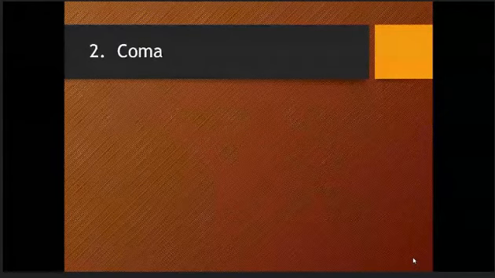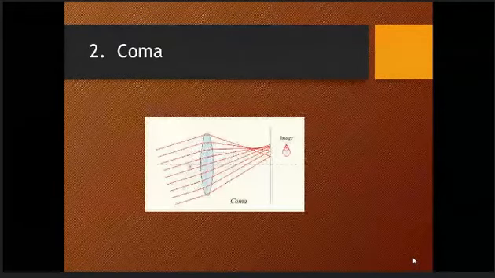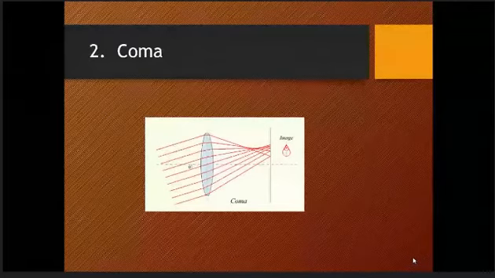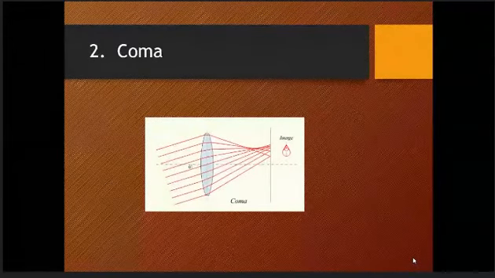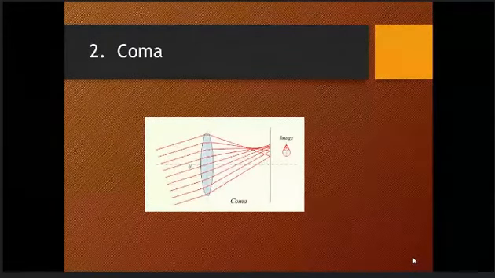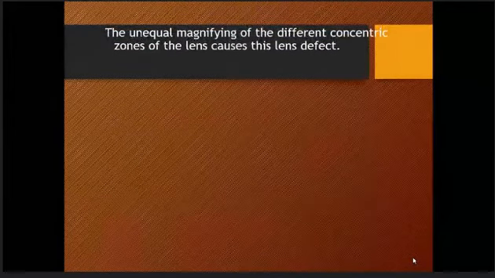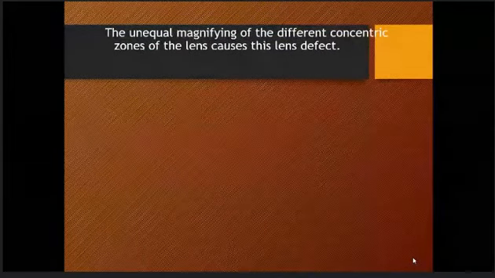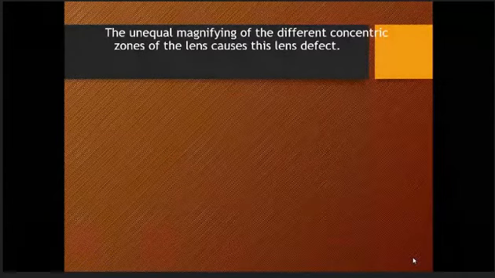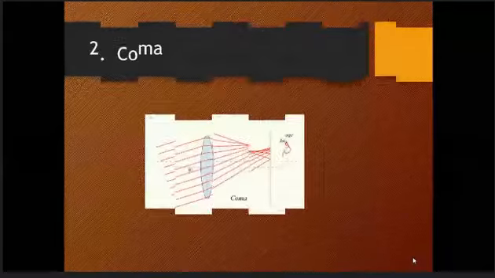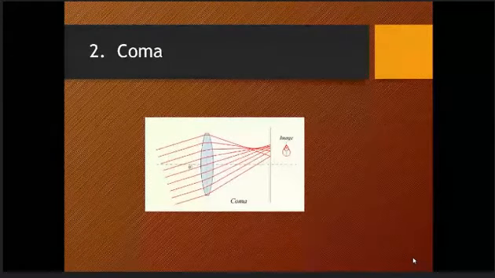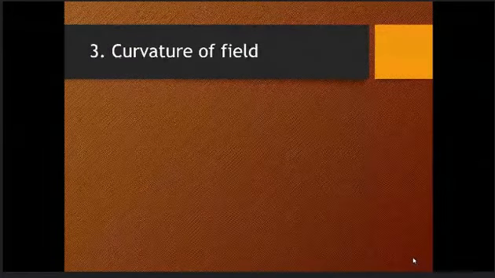Next is coma. Dili ni sa comatose guys ha, coma ra gini sa. Coma, nagtakilid ang subject. Imbis nga i-photograph straight, mutakilid siya. No, the image result. Because of unequal magnifying of the different concentric zones of the lens causes this lens defects. So ang resulta, imbis nga i-focus, mo takilid. That is coma.